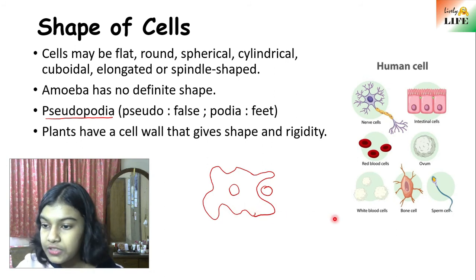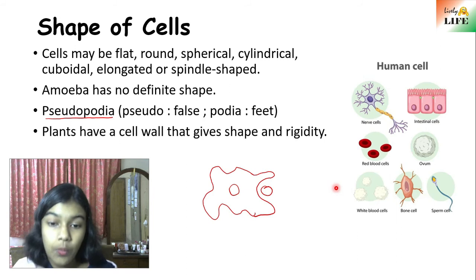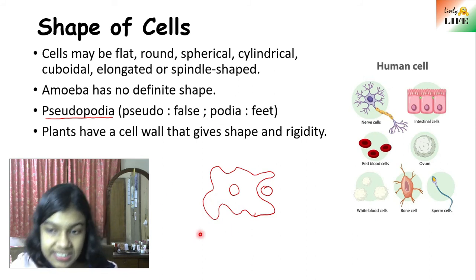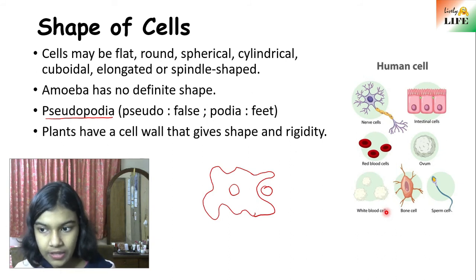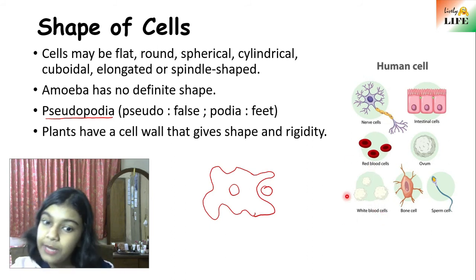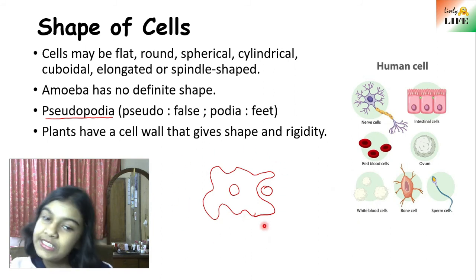There is another important point, that white blood cell. This is the white blood cell. It is present in our human body. White blood cell can also change its shape like amoeba. But white blood cell is only a cell, right? It isn't an organism. But amoeba, one cell means one organism. It itself is an organism. White blood cells are present in our human body. Humans are the organism, and white blood cells are present in them. But amoeba itself is an organism. One cell is one organism.